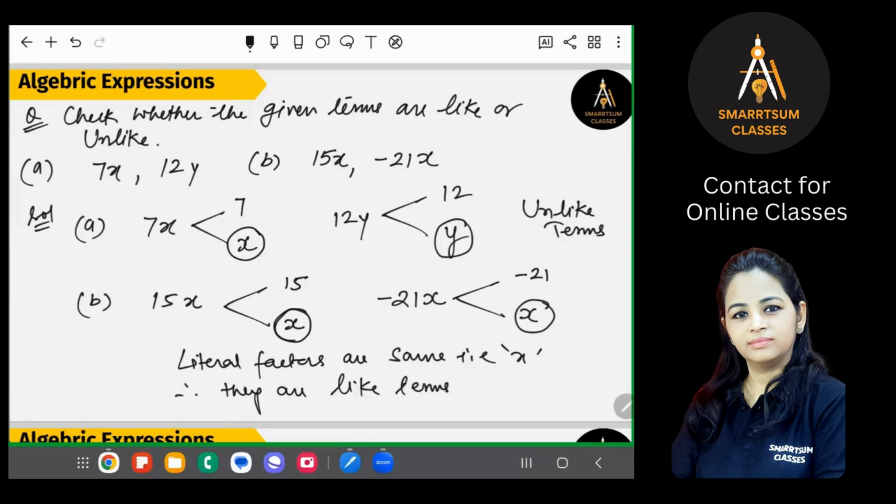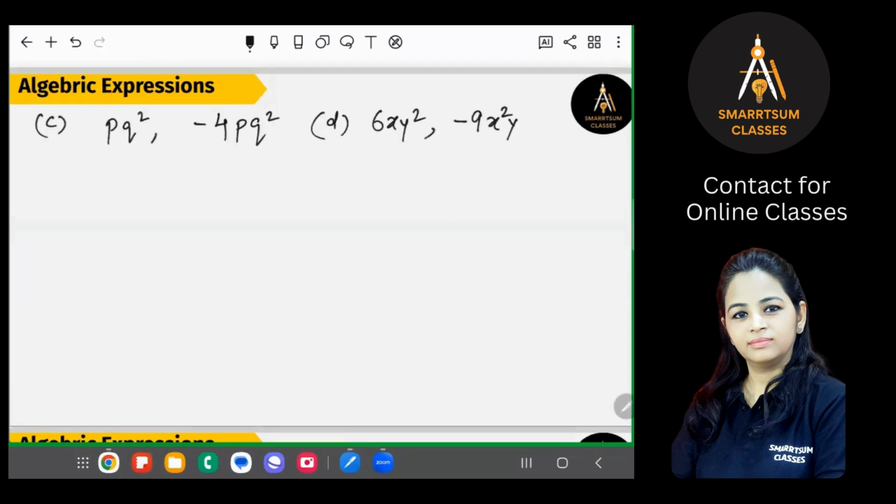Okay. So they are like terms. The B part, 15x and minus 21x are like terms. Why? Because they have the same literal factors. Is that clear?